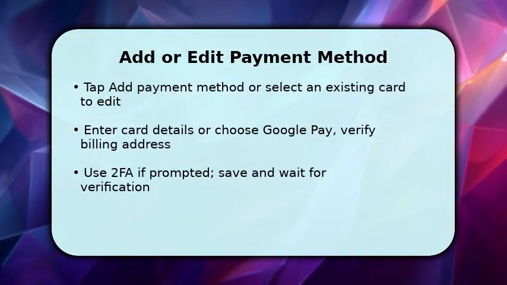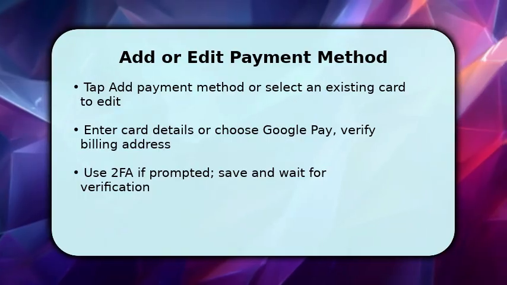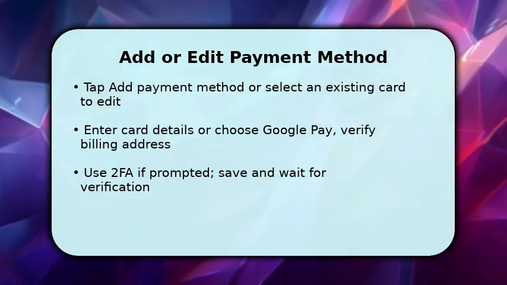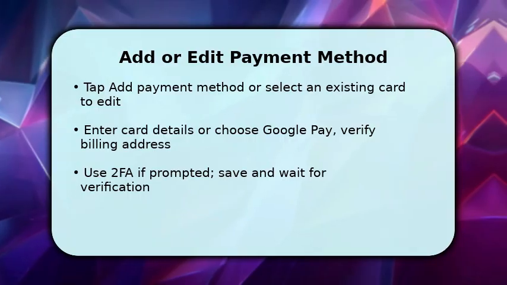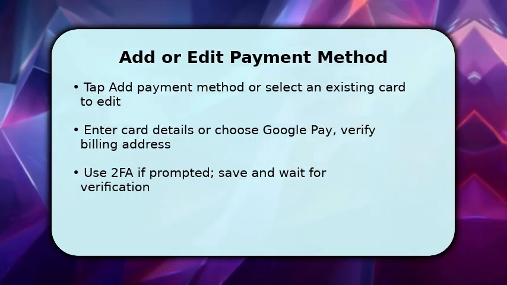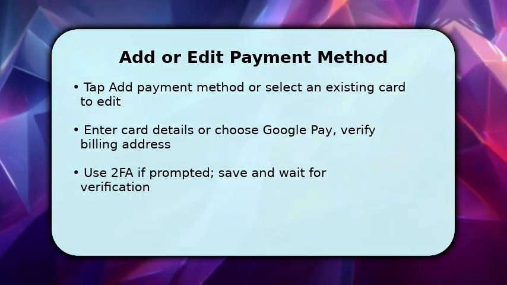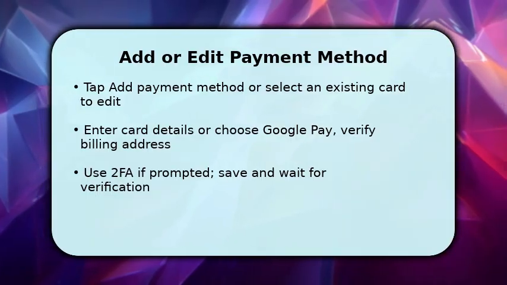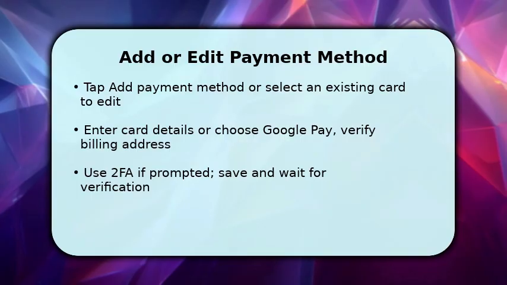Next, choose Add Payment Method to input a new card or choose an existing entry to edit. This is where accuracy matters. Type card digits slowly, include the exact billing address that matches your bank record, and double-check the expiration and CVV.